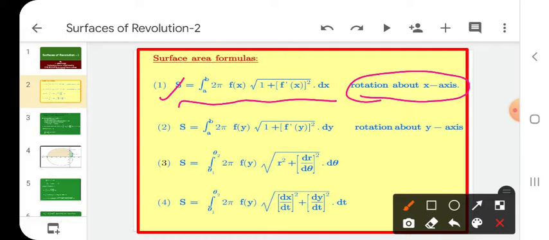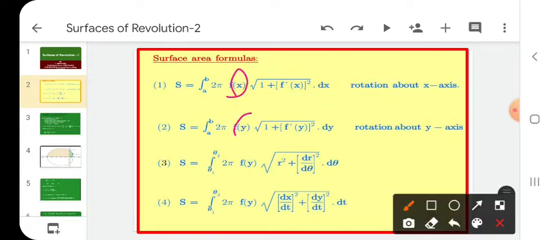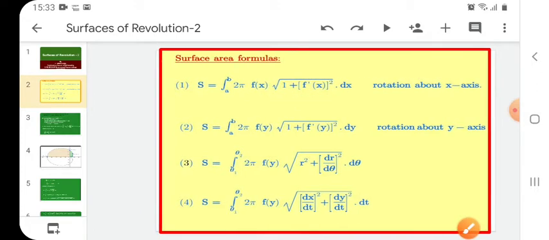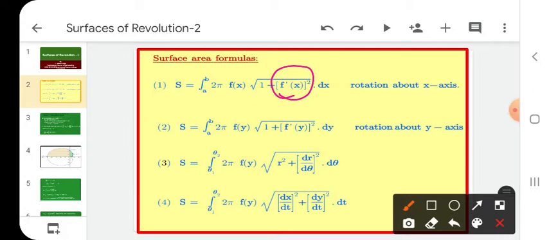Next, if the curve revolves about the y-axis, what is the formula we use to find surface area? S equals integral a to b 2 pi f of y root 1 plus f dash y whole square dy. What is f of x, f dash x here? If a curve revolves about the x-axis, the equation of that curve is y equals f of x. Here we substitute the f of x value, and here we substitute the derivative of that given curve. f dash x means the derivative of the given curve.